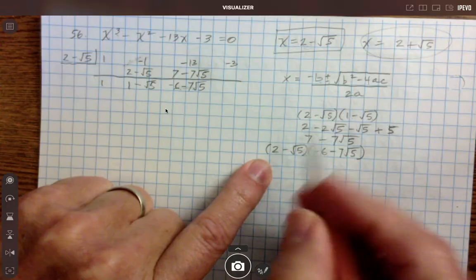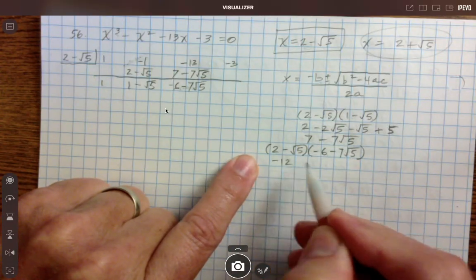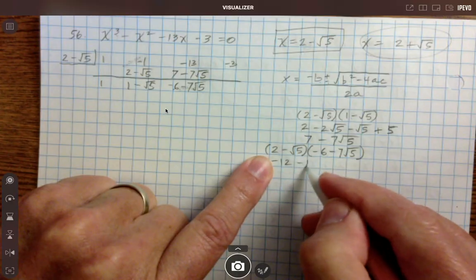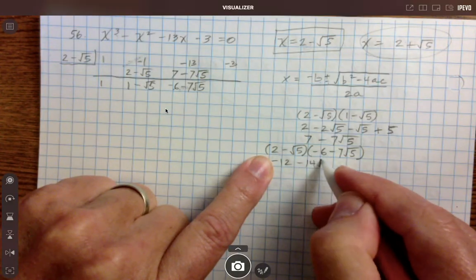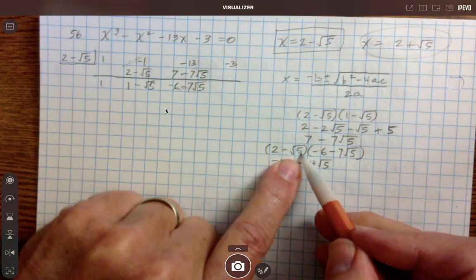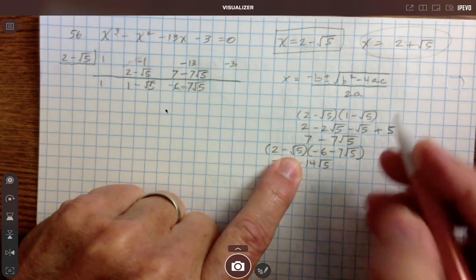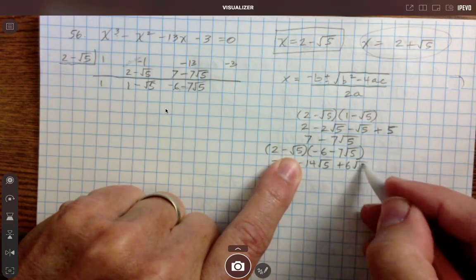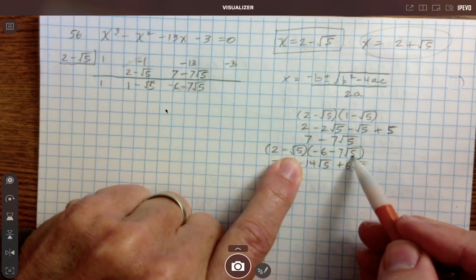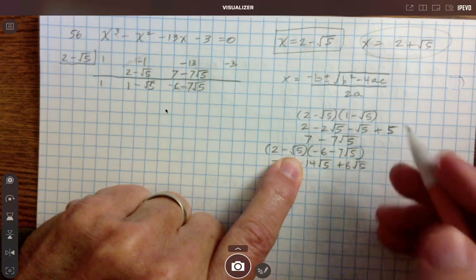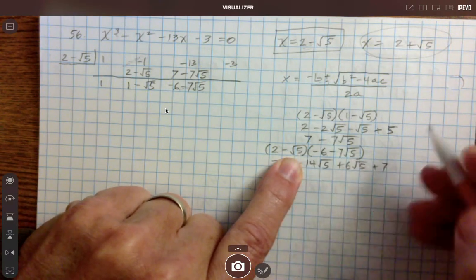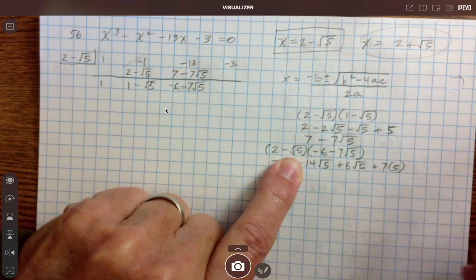2 times negative 6 is negative 12. 2 times that is minus 14 square root of 5. Minus square root of 5 times that is positive 6 square root of 5. And that times that is positive 7 square root of 25, which is times 5.